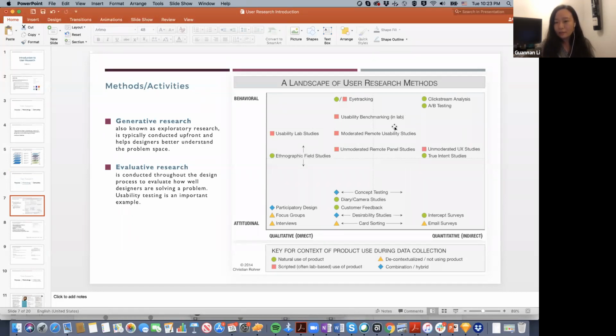I would say in my career, I probably used 70% of them, or something like that. And a lot of them are not that different. It's just a fancy name, and they give it a different name. For example, if it's just a survey, but it's happening right in the event, it has a different name called intercept survey, and things like that. And true intent studies.